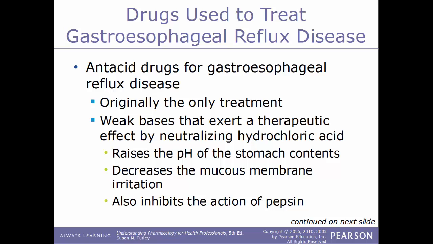The way these work is, antacids are weak bases that exert a therapeutic effect by neutralizing the hydrochloric acid from the stomach. So these act as a buffer. The pH of the gastric stomach is going to be very, very low because it's such a strong acid. So if you can neutralize that by raising the pH of the stomach contents, this will decrease the strength of the hydrochloric acid, which will decrease the mucous membrane irritation. And this will also inhibit the action of pepsin, which is a major gastric enzyme.